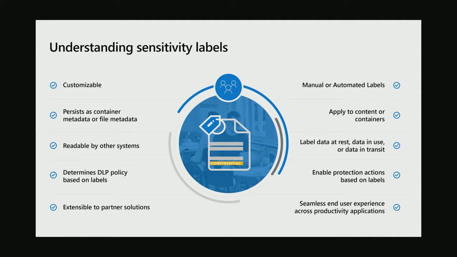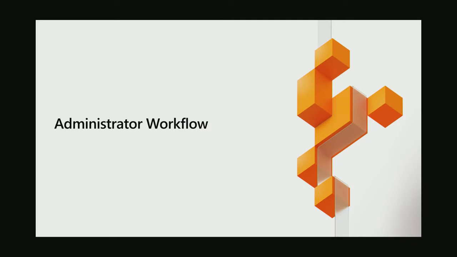There's two kinds of labels, and Mike's going to talk to you about the manual labeling. I'm going to focus on the automatic labeling. And the manual labeling is something that we now have ubiquitous everywhere across our environment. Automatic labeling is something that's brand new, and I'm super excited to show you more about that. All right, so let's go into the demo.